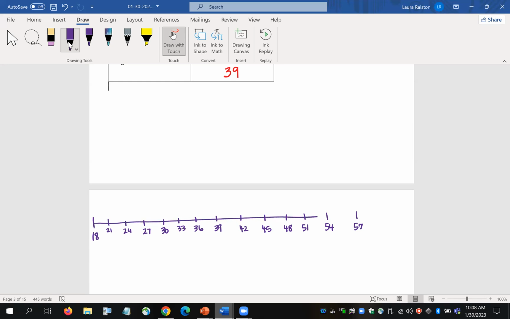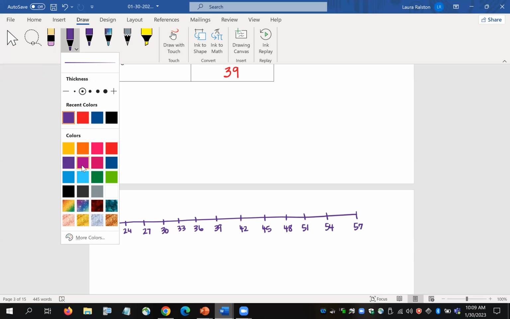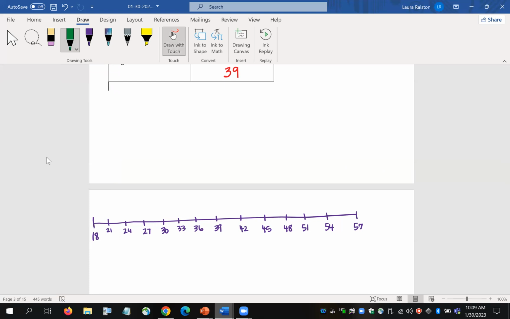Okay, so I've drawn my number line, and again, the number line has to encompass the minimum and the maximum. Now I could have started at 15 and gone to 60. It's okay, but you have to at least encompass the minimum and the maximum. So I know that my minimum is 18.